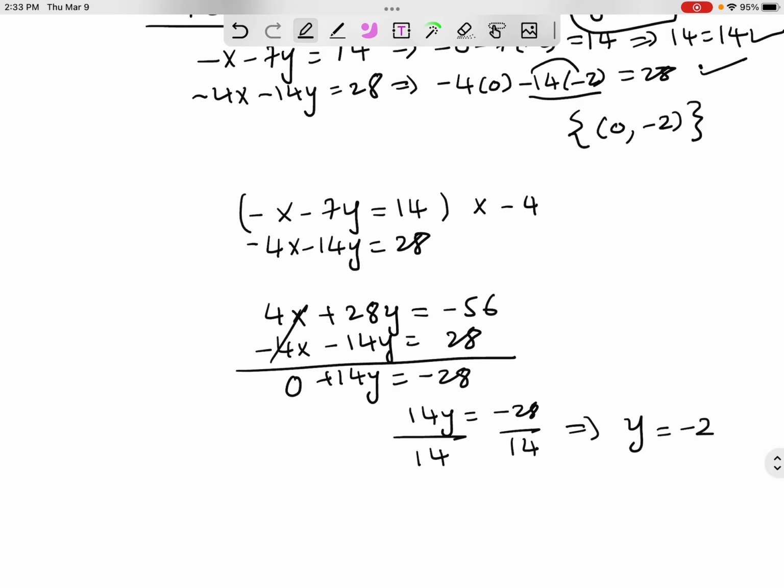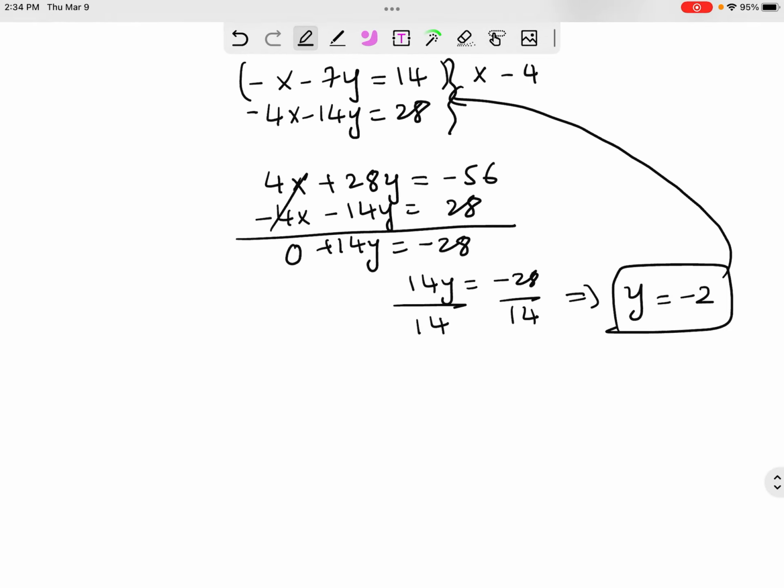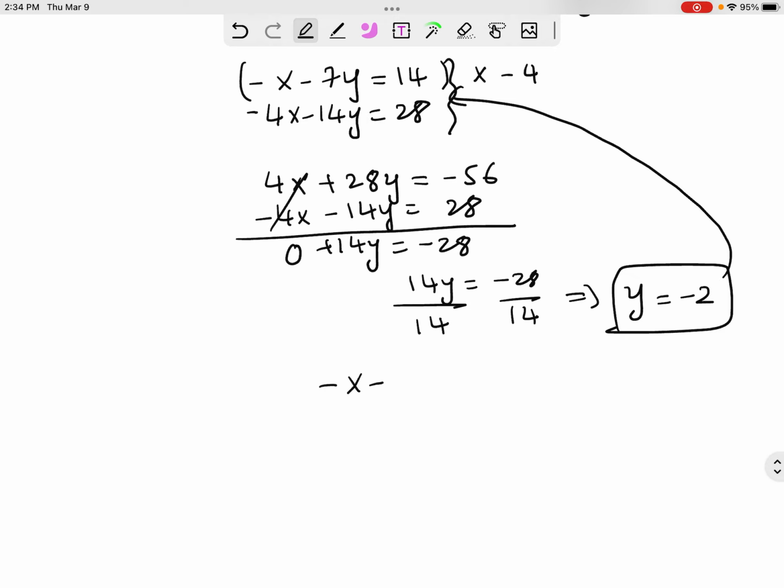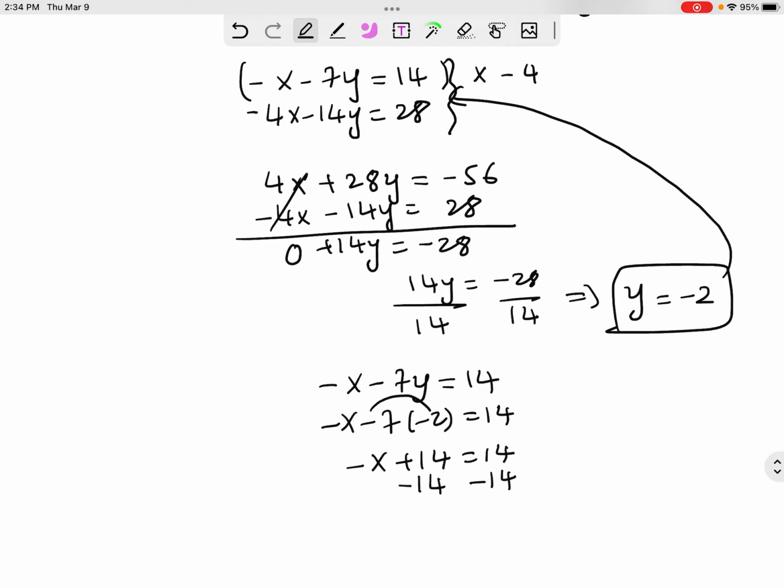Now since we get y equals -2, we are going to plug this value into either of these two equations. Let's plug into the first equation. You can plug it into the second equation also, it's not going to change anything. So -x minus 7y equals 14. So -x minus 7 times -2 equals 14. Negative times negative is positive. So -x plus 14 equals 14, and then we subtract 14 from both sides. So we get -x equals 0. Then we divide both sides by -1, and so we get x equals 0. So we got the exact same answer.